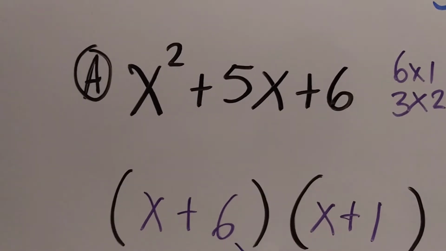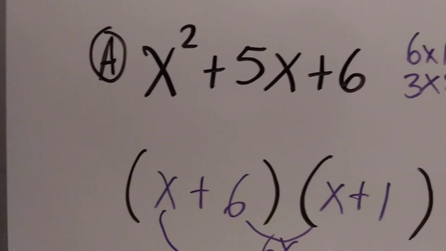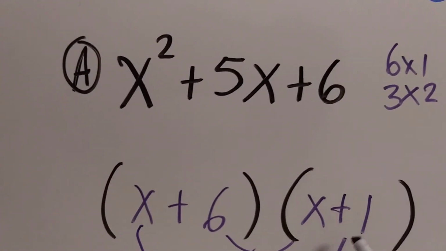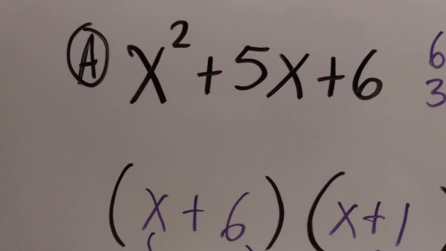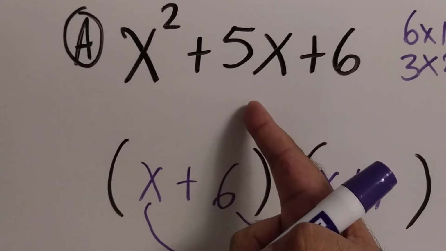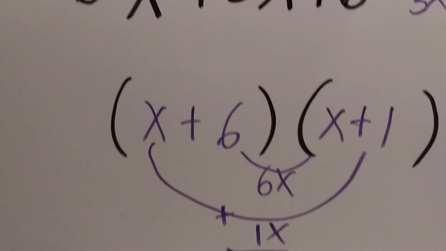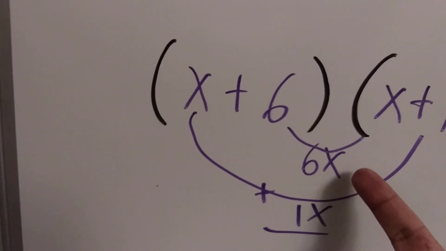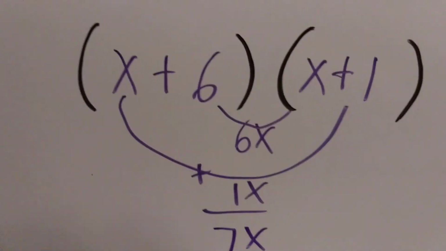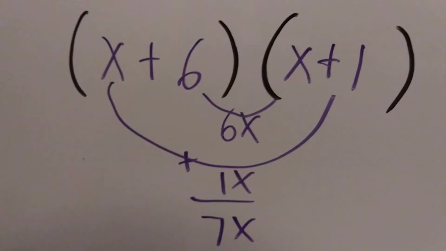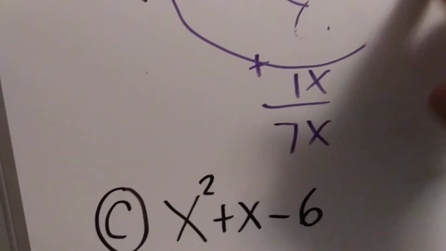It gives us 6x. And then we're going to multiply the x times the 1 here, and it gives us 1x. When you combine them, it has to give you the middle term here. If it's not correct, then you have to try with a different set of numbers. So let's go ahead and do 6x plus 1x gives us 7x. So that number combination is not the correct one. So let's go ahead and play with the numbers a different way now. Let me erase this here.